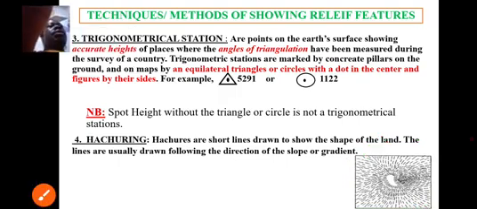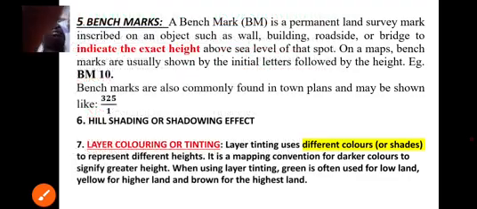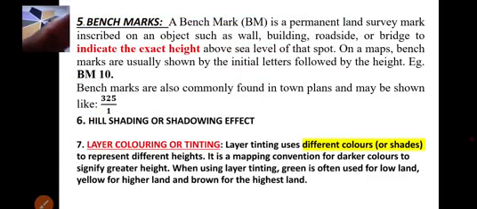Then there's another one that we talk about as benchmarks. Benchmarks, you see a lot of them. A benchmark is a permanent land survey mark inscribed on an object such as a wall, building, roadside, or bridge to indicate the exact height. So benchmark, height, hill shading, layer coloring, all of them.